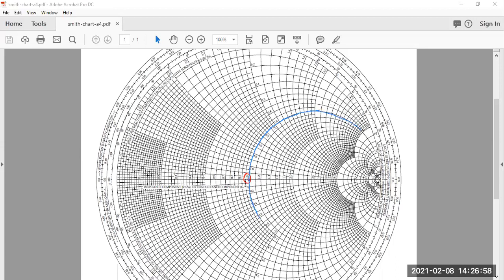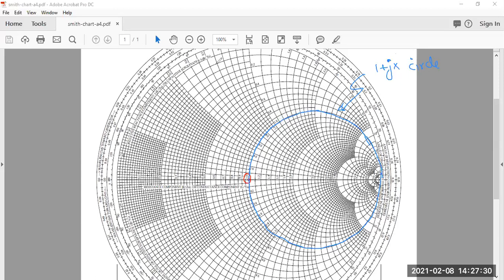Have you people identified it? Yes, sir. Yes, sir. Okay. So this is the 1 plus jx circle. Whenever I use this terminology, 1 plus jx circle, you should know that I am referring to this particular circle on the Smith chart.